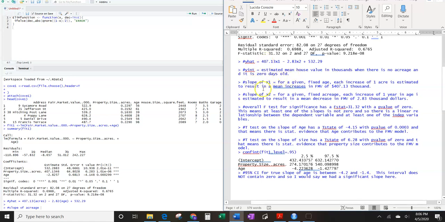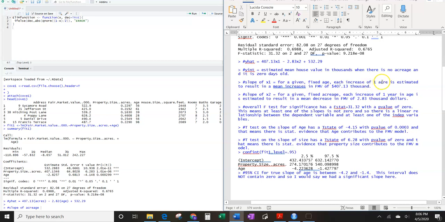All right, slope of x1. What's the slope of x1? Well, my x1 variable here, the 407, represents acreage. So we're talking about the slope of the acreage. What does that mean? Well, these are partial slopes, so you've got to be careful. For a given fixed age, we fix the age of the house. Once we fix the age of the house, the other variable, then each increase of one acre, remember, it's always change in y over change in x.